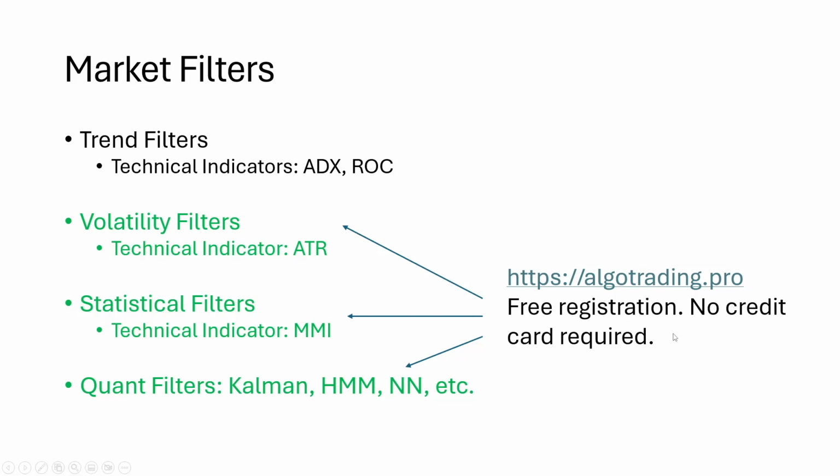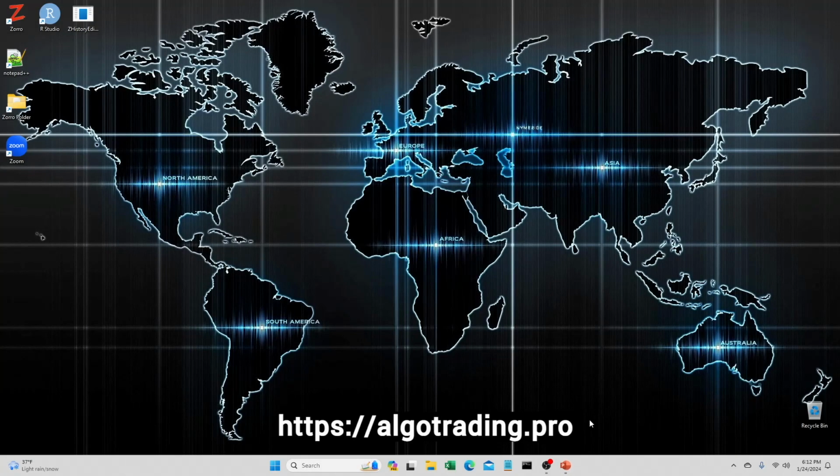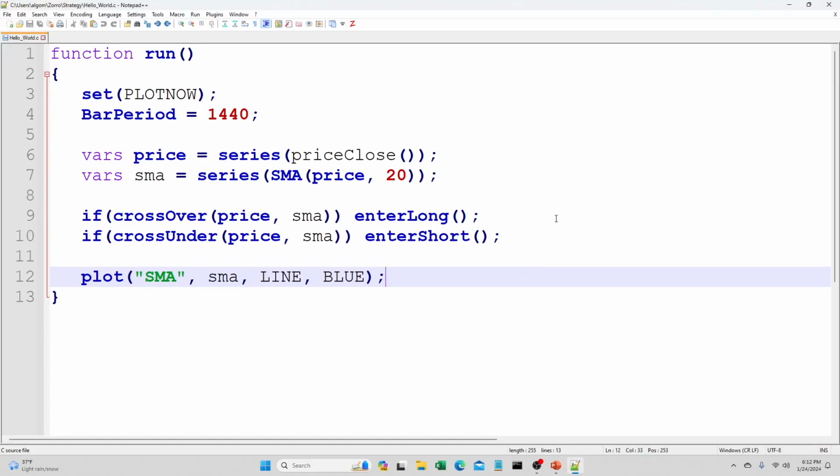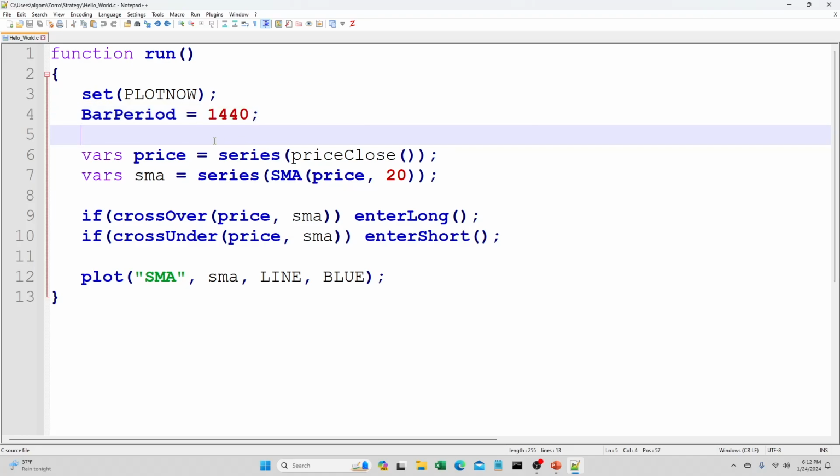All right, so without further ado, let's take a look at our very simple trend following trading strategy that we developed before. And just as a reminder, we are trading daily closing prices. This variable bar period that you've seen before is 1,440 minutes, which is one full trading day.